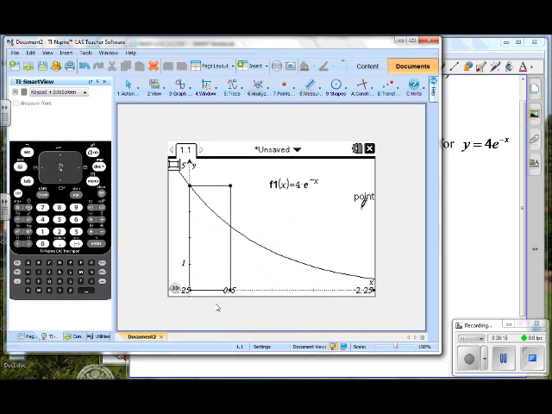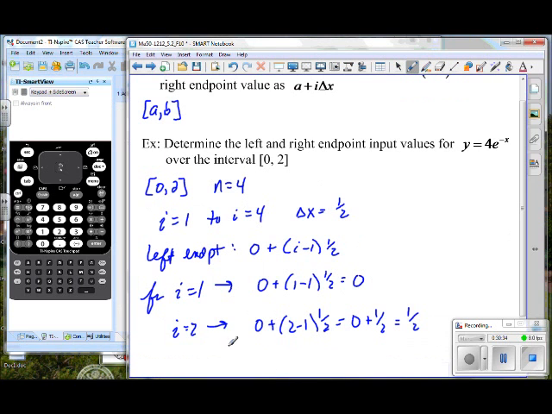If we look here and build a rectangle now, starting at this point and going over, and I want to come up to where it's on this curve again, what is the leftmost endpoint of the second rectangle? And it's at 1/2. And we can continue doing this then for the rest of the rectangles.